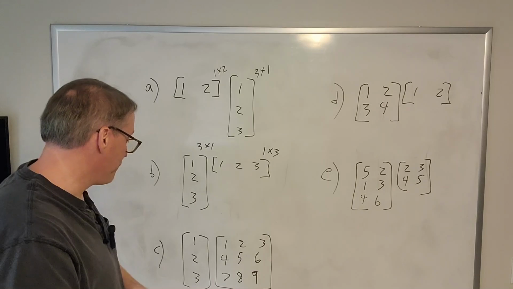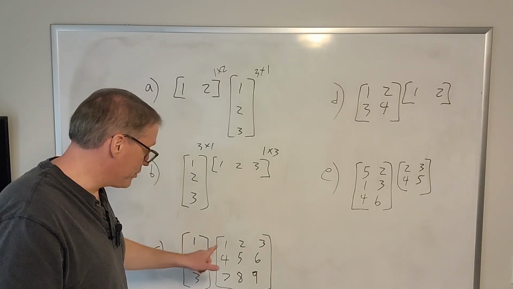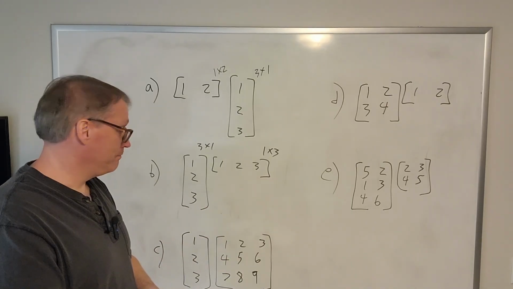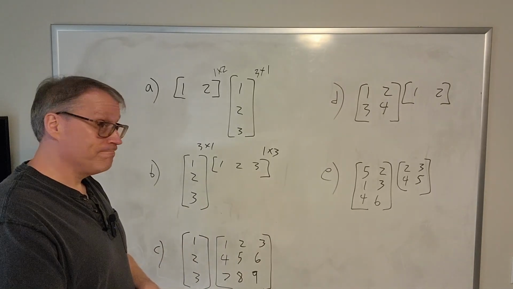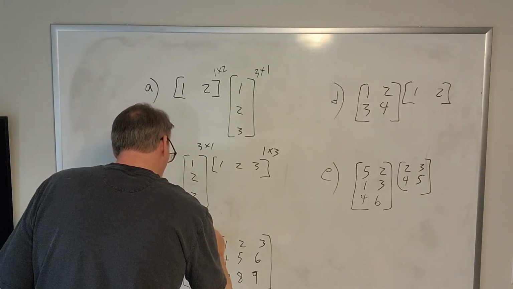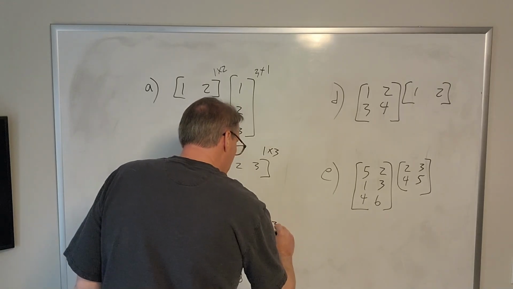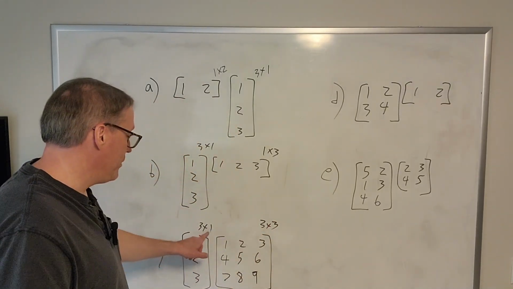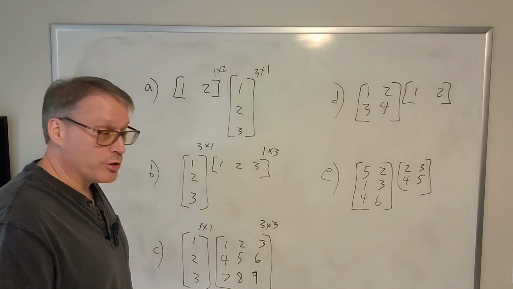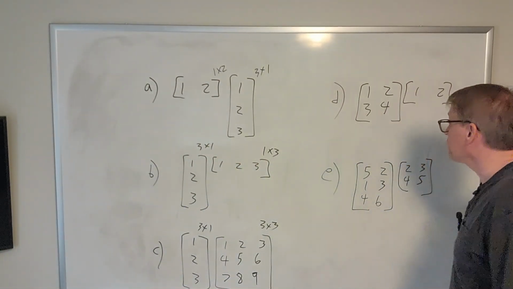How about this guy? Is that possible? This is 1, 2, 3, and this is 1, 2, 3, 4, 5, 6, 7, 8, 9. All right, let's see. This is a 3 by 1, 3 rows, 1 column, and this is a 3 by 3. No, you cannot do that. This 1 does not equal that 3. This does not have the same number of columns as this has rows. So, no bueno.